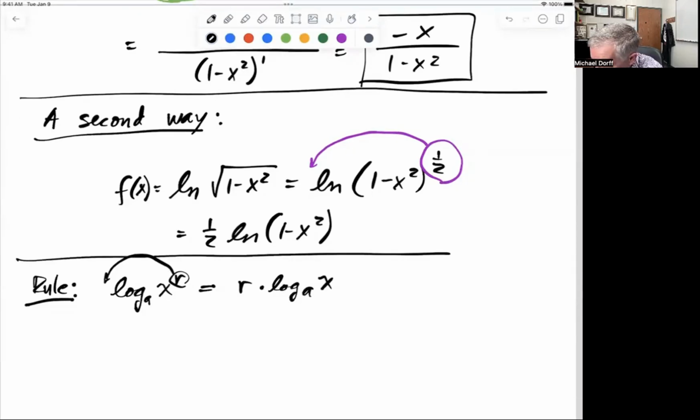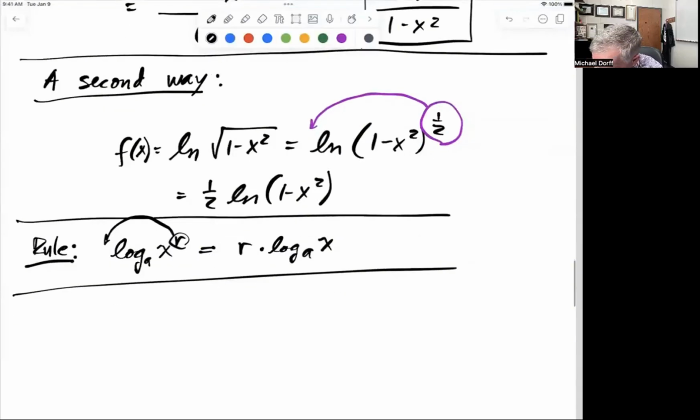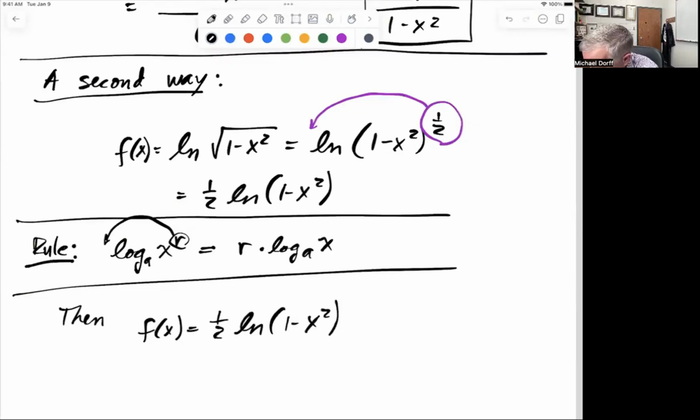That's the rule that we're applying here. So let's look at this. Then let's look at the derivative of this. So let me rewrite the problem again here. This is going to be equal to this. And now let's take the derivative of this.